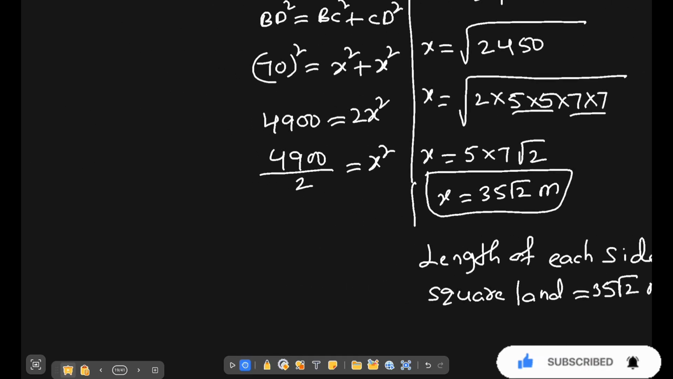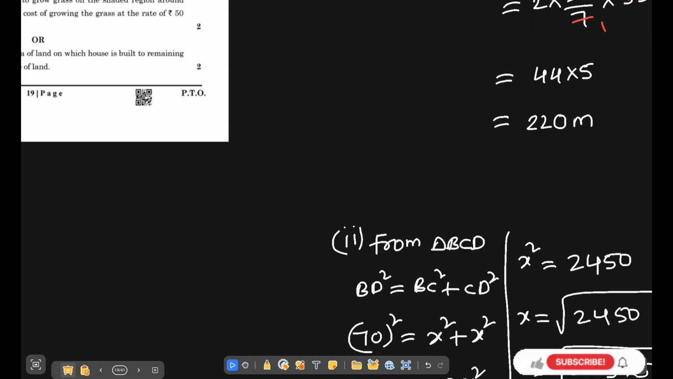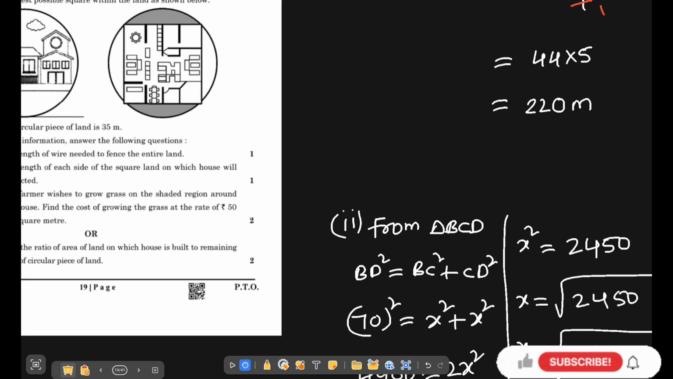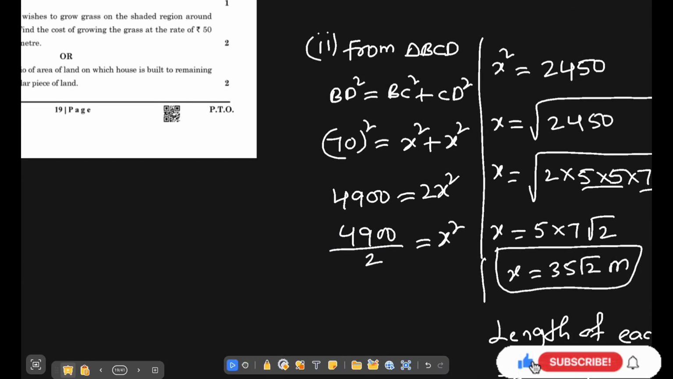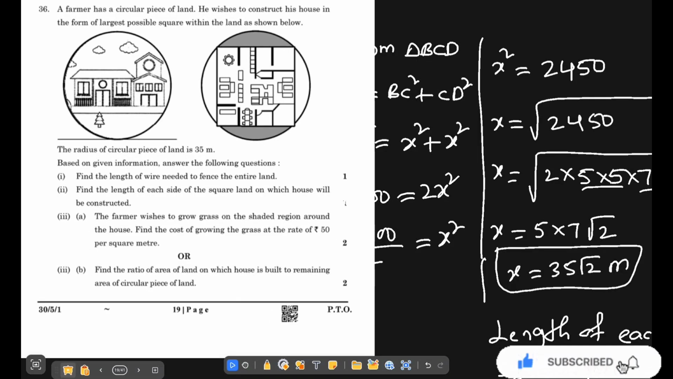Next, what is the question? The third A question is: the farmer wishes to grow the grass on the shaded region around the house. Find the cost of growing the grass at the rate of rupees 50 per square meter. So he wanted to grow the grass on the shaded region around.